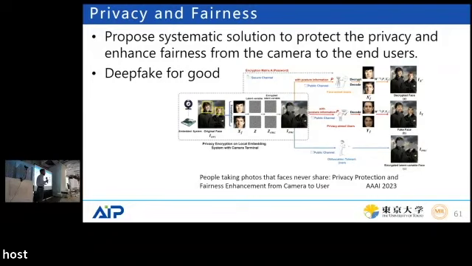I think the main message is that we already have so many techniques, like the diffusion model again, but the important thing is how you really use it to support human beings, to make deepfake for good.